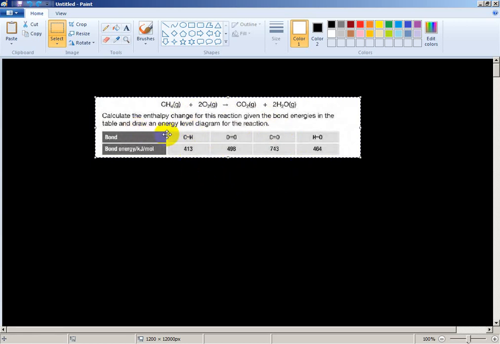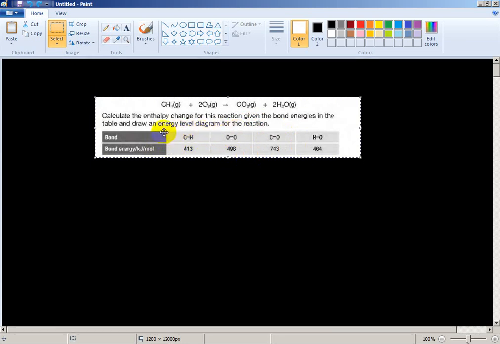Okay. Calculate the enthalpy change for this reaction, given the bond energies in the table, and finally draw the energy level diagram for this reaction.